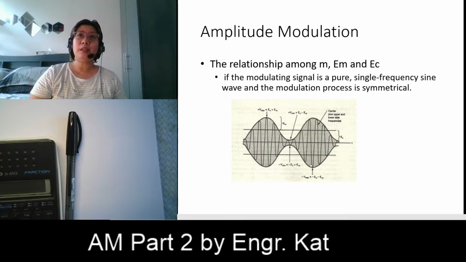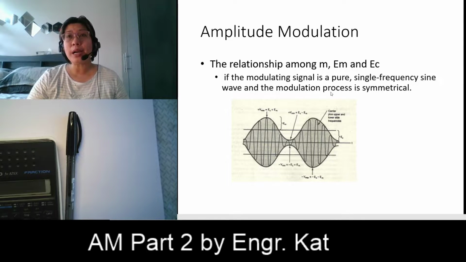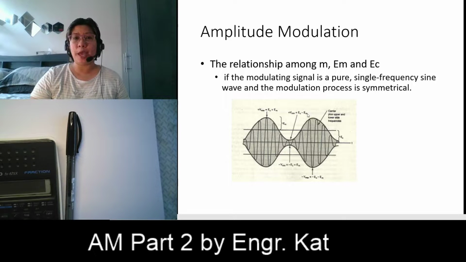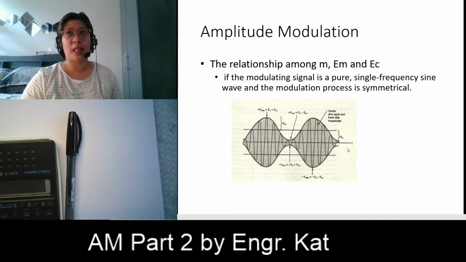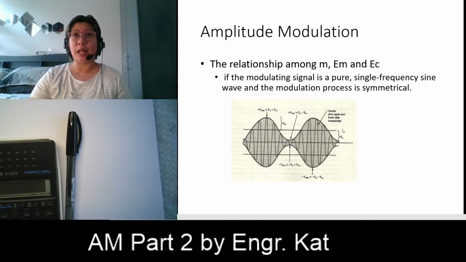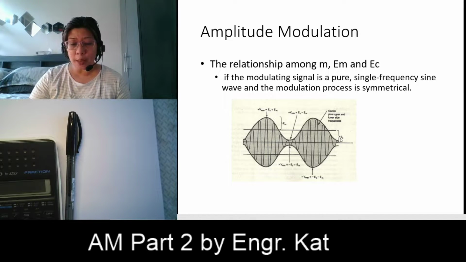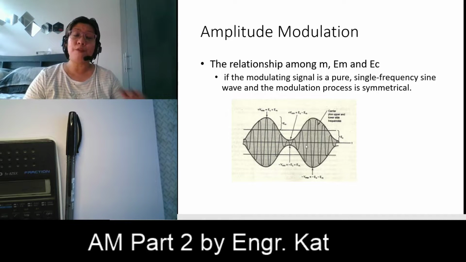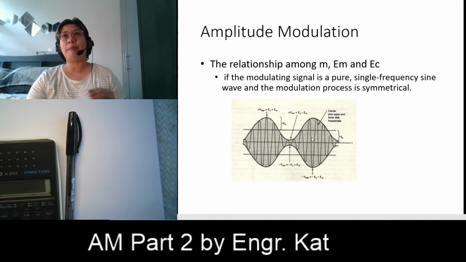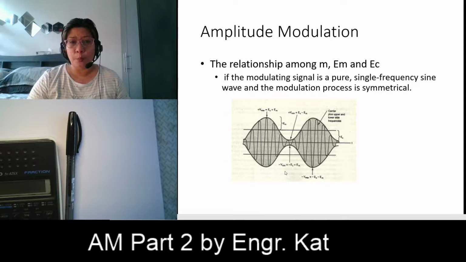So we have this type of waveform if the modulating signal is a pure single frequency sine wave and the modulation process is symmetrical. What do we mean by symmetrical? It is symmetrical when the positive and negative excursions of the envelope's amplitudes are equal. So what we have on the upper side of your envelope is just the same as on the lower side. We have here your negative Vmax, that is minus EC minus EM, and then your negative Vmin, that is minus EC plus EM.